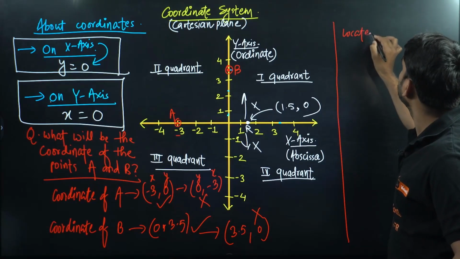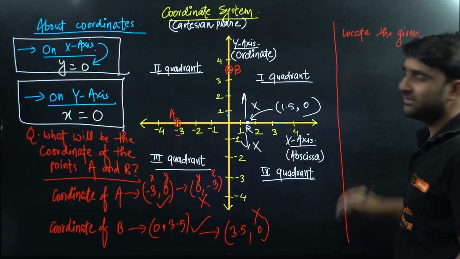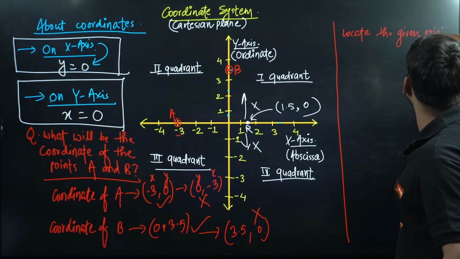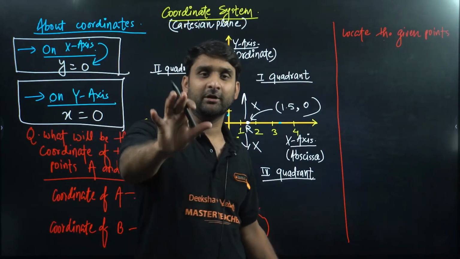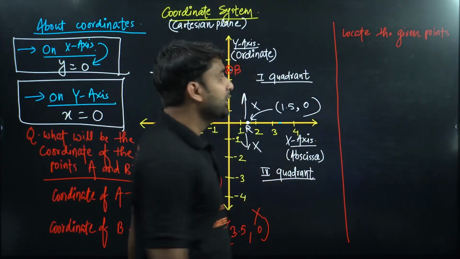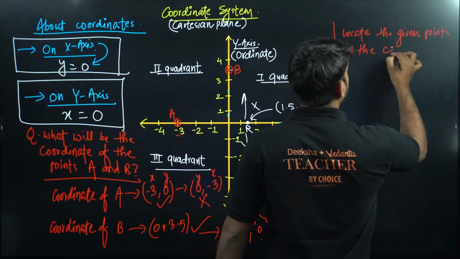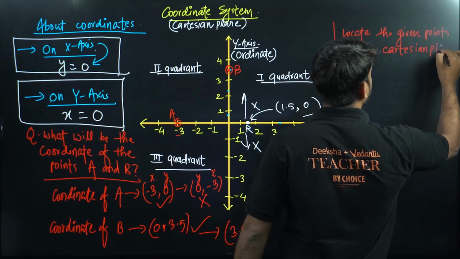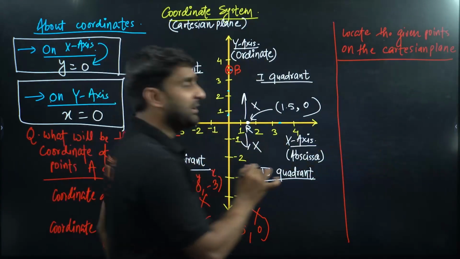Locate the given points. Just for practice, let's do a few more questions. Locate the given coordinates, or we can write points also. Coordinates and points, no difference between both the terms. Both are similar. Locate the given points on the Cartesian system, or Cartesian plane.